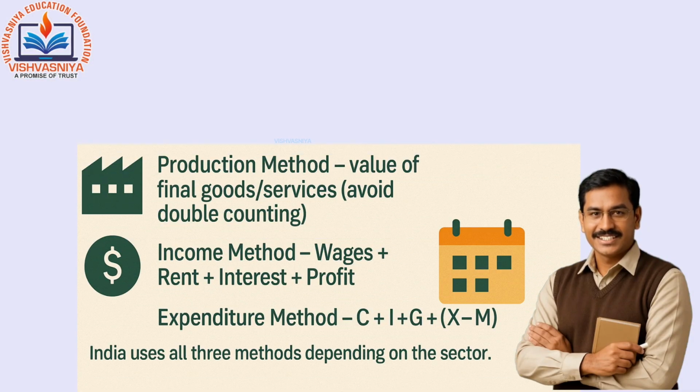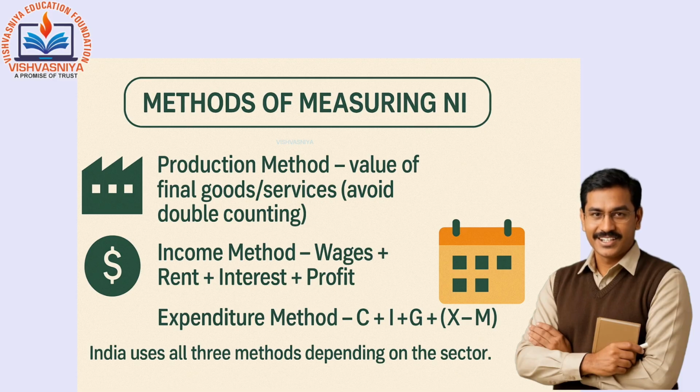Now the question is, how do we measure national income? There are three methods. Production or output method: here we calculate the value of all final goods and services. We must be careful to avoid double counting. Income method: we add all factor incomes, wages plus rent plus interest plus profits. Transfer payments like pensions or gifts are not included.